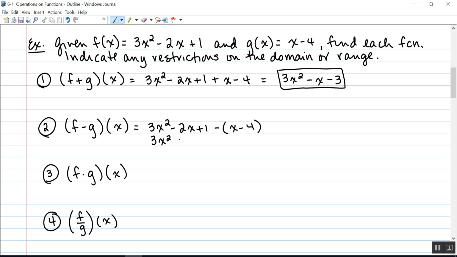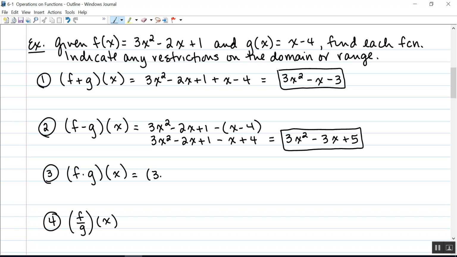So that's going to be 3x² − 2x + 1 − x + 4, because minus a negative 4 is plus 4. Combining like terms, 3x² − 3x + 5. Now (f · g)(x), I need to multiply those two functions. So (3x² − 2x + 1)(x − 4). In this case, I'm going to have to use the distributive property.